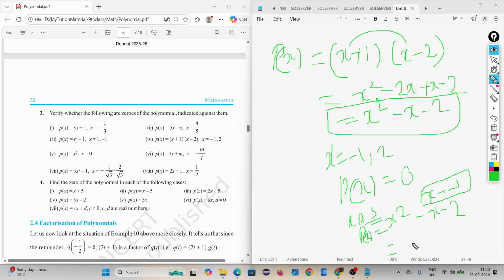Sir, the answer is minus 2. Okay. Minus 1 square, minus of minus 1, minus 2. Minus 1 square how much? 1. Minus of minus 1 is plus 1, so 1 plus 1 minus 2 equal to 0. How did I get 0? You are getting minus 2. You have to simplify carefully. Then x equal to 2.